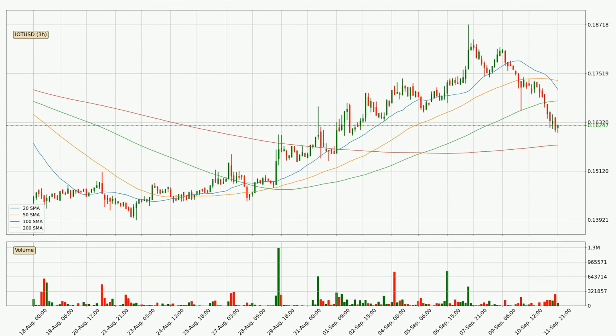Looking at the 3-hourly simple moving averages, the current price is between the 200 and the 100 SMA. If the price bounces off the 200 SMA, which is currently at 15.8 cents, it could be seen as a support, and the 100 SMA that is at 16.8 cents could be seen as a resistance to the upside. Breaking either way signals a possible further move to the corresponding direction.